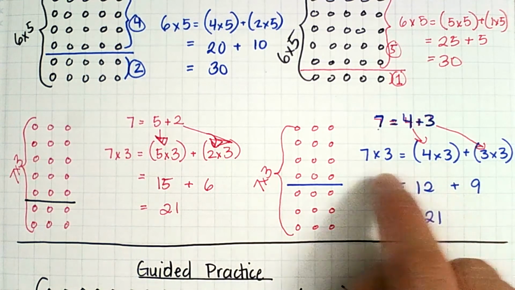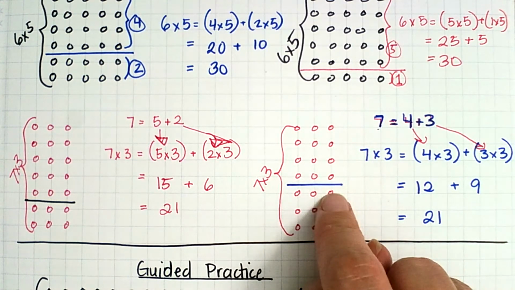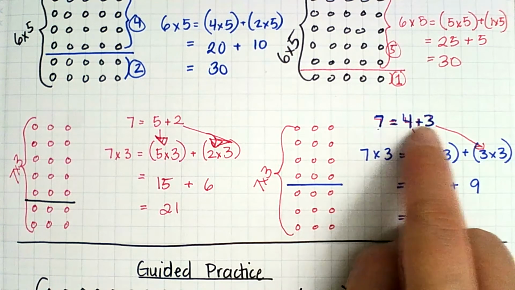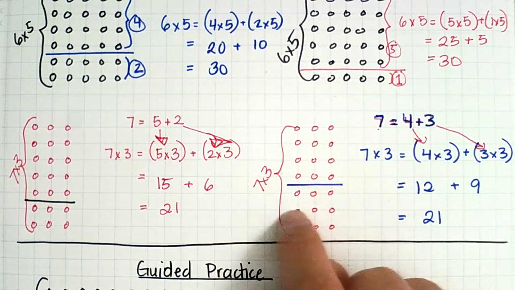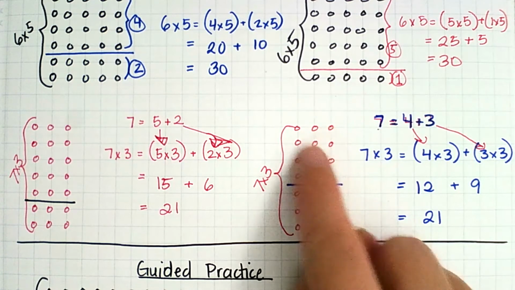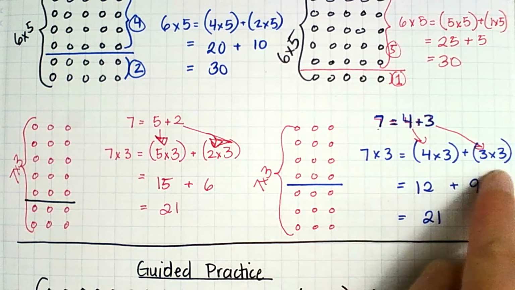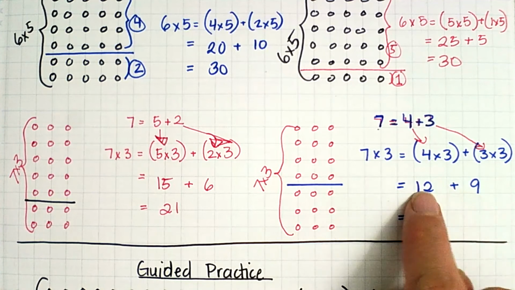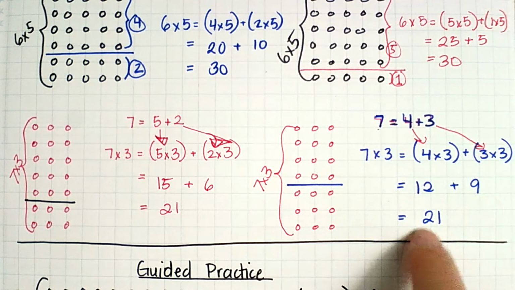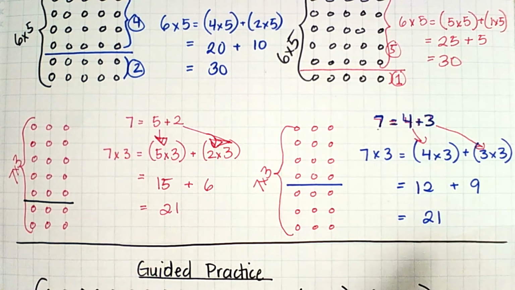Now I could have also split this array into, instead of doing 7 as 5 plus 2 more, I could do 7 as 4 plus 3 more. So I have my 4 groups up here and then my 3 groups down here. So 4 groups of 3, that's my 4 times 3, plus 3 groups of 3 is my 3 times 3. 4 times 3 is 12, 3 times 3 is 9, 12 plus 9 also gave me 21. So you can see that my answer stayed the same, even though I did it in a little bit of a different way.